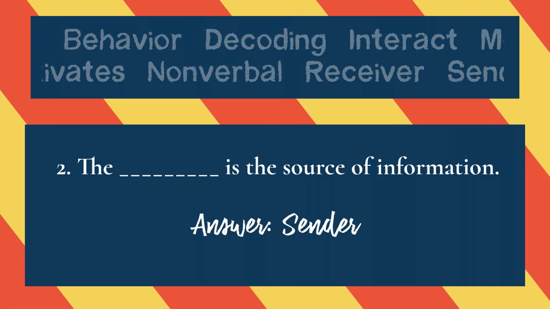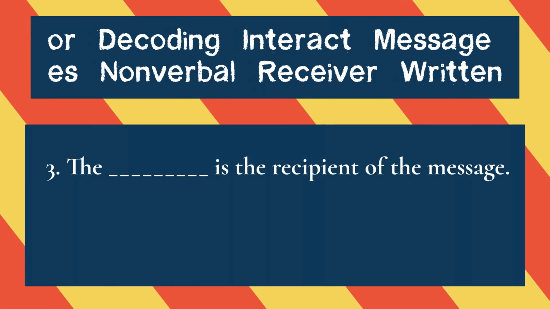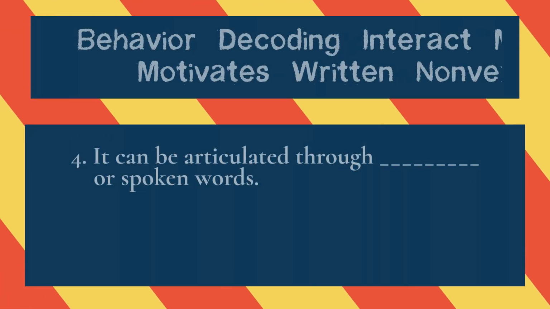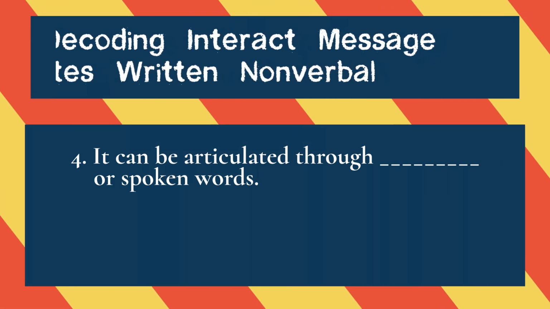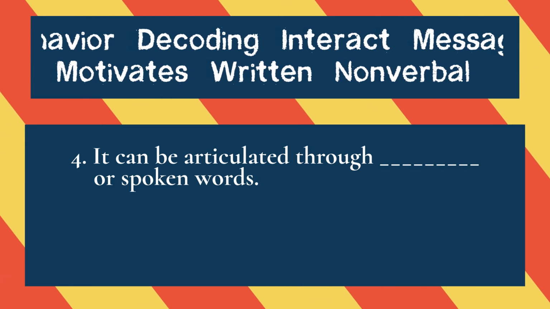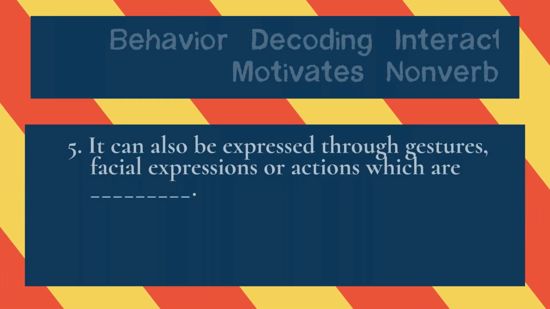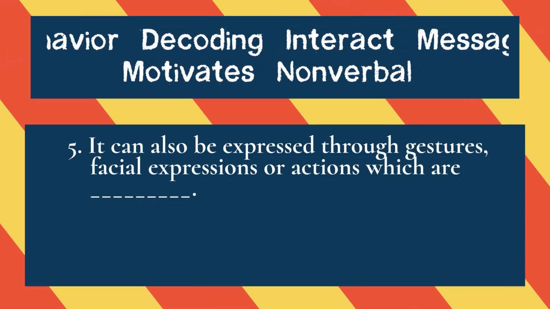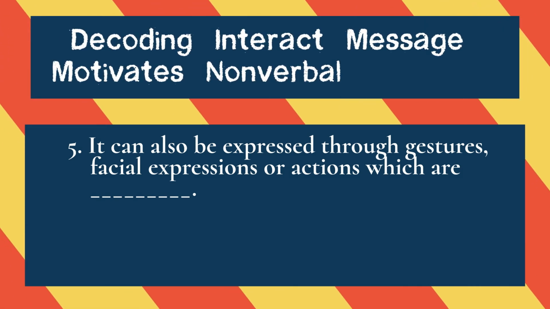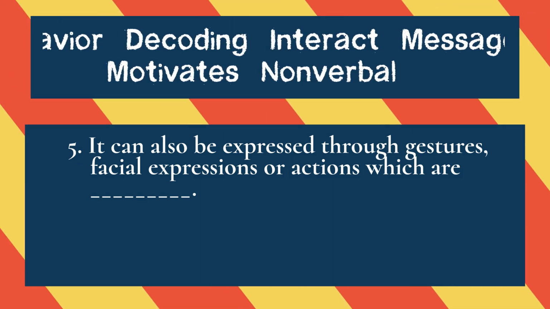Sender. Good. And the blank. What about the recipient of the message? Great job! Receiver. It can be articulated through blank or spoken words. These two are under verbal communication, class. It is written. Great! It can also be expressed through gestures, facial expressions, or actions, which are blank, where words are not needed to understand what one means.